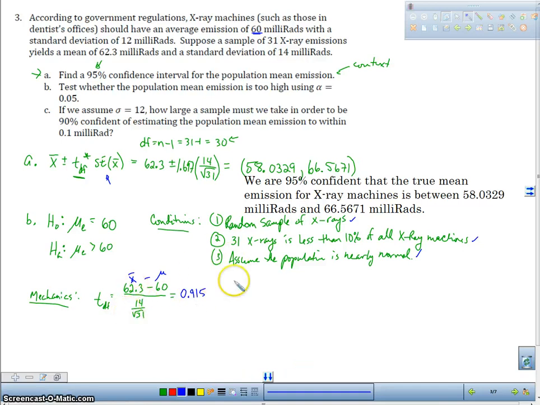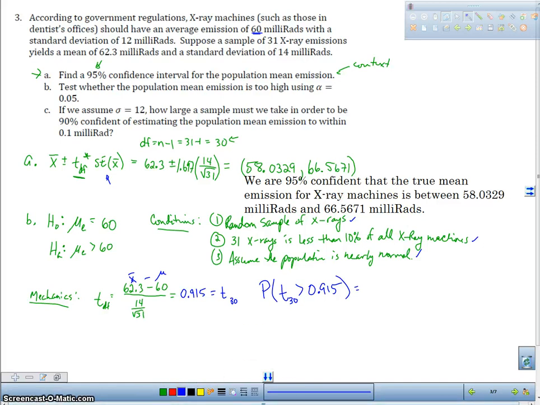And then we're going to check what the probability of that is with 30 degrees of freedom. We want to see that the probability of t with 30 degrees of freedom is greater than 0.915. And you know what? This is a pretty small t value, so we're already going to think that our p-value must be too high. But let's go and check that just in case. And we want to make sure we check it.